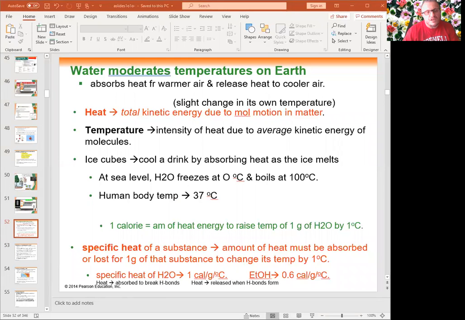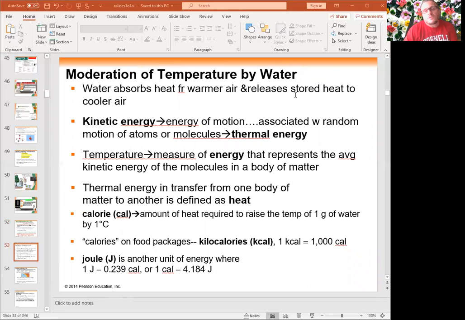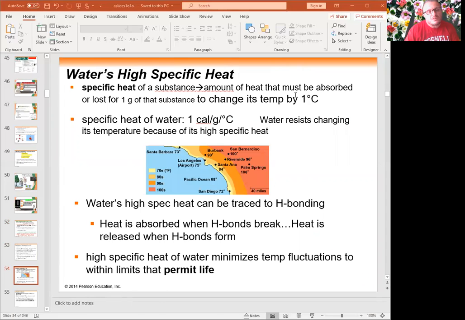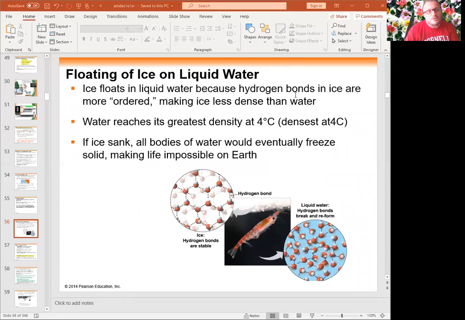The specific heat of a substance is the amount of heat that must be absorbed or lost for 1 gram of that substance to change its temperature by 1 degree Celsius. The specific heat of water is 1 calorie per gram per degree Celsius, but ethanol is 0.6. That's why if you heat ethanol and water, the ethanol is going to boil at a much faster rate than water. Moderation of temperature and evaporative cooling we talked about already.